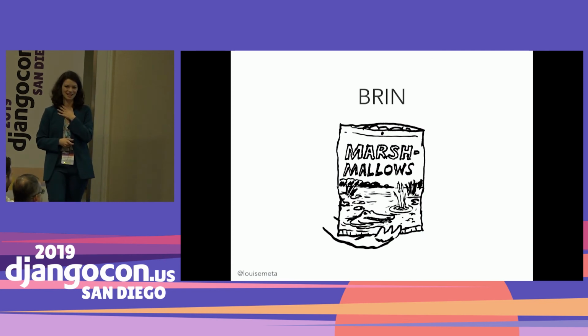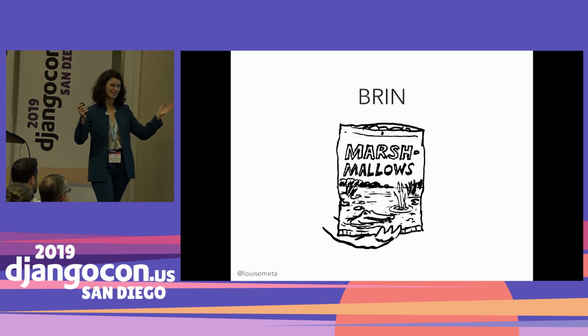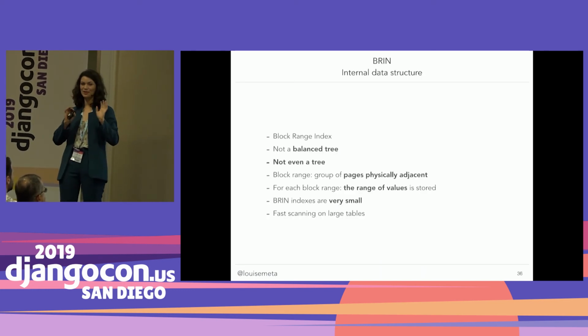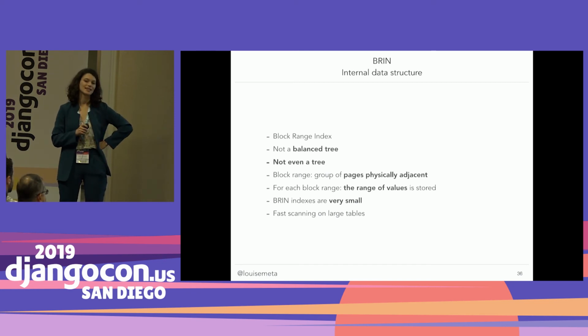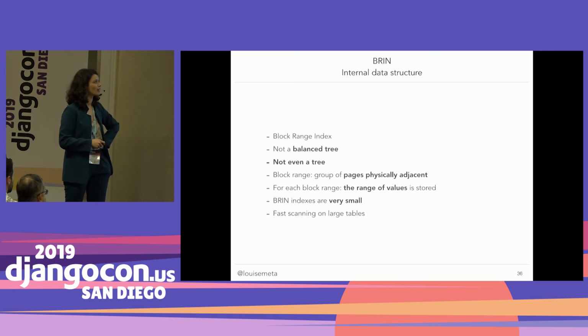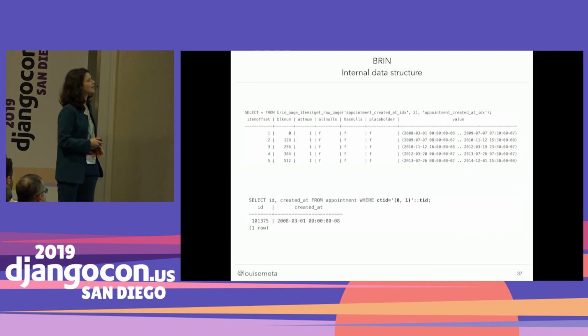And the last one I will be speaking about, Brin indexes are amazing. I love that. They are very different because they're not even a tree. It's the only index that is not a tree. It's something that we call a block range index. Be careful because it's going to be very confusing until I show you what it is: it's going to have a group of pages that are physically adjacent, and the range of values that this adjacent block range contains. So it makes Brin indexes very, very small and good when you have to fast scan really, really big tables. What I mean with all of that is that here I have a Brin index on created at.